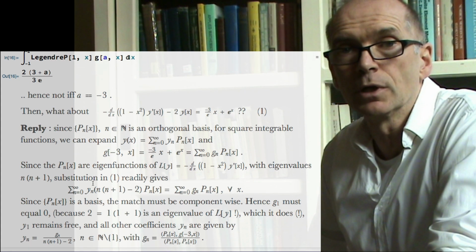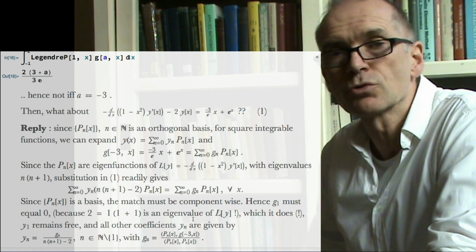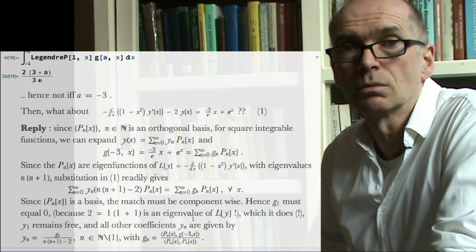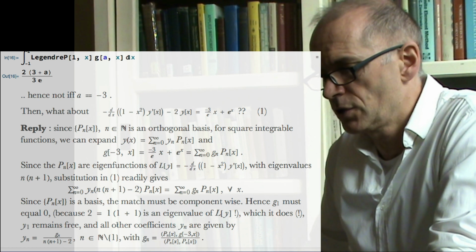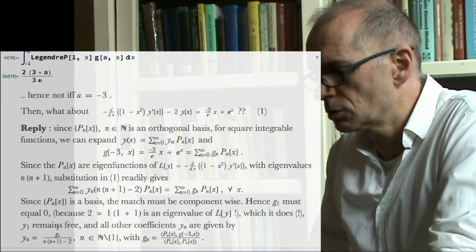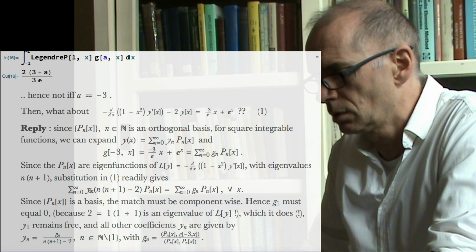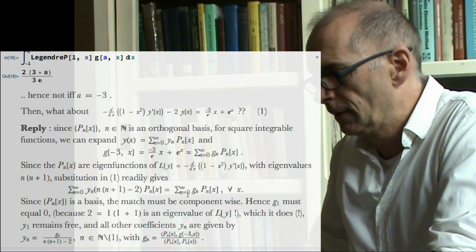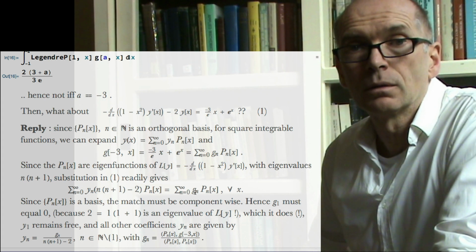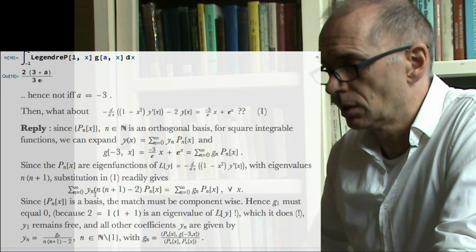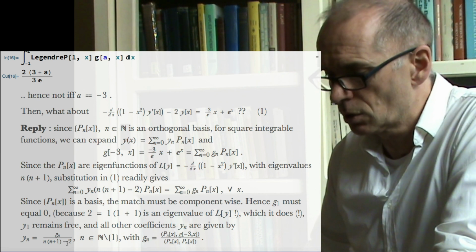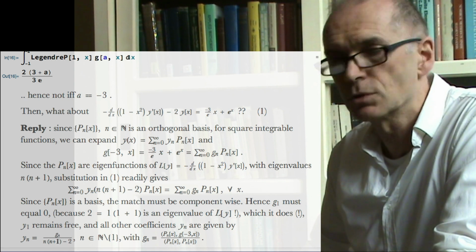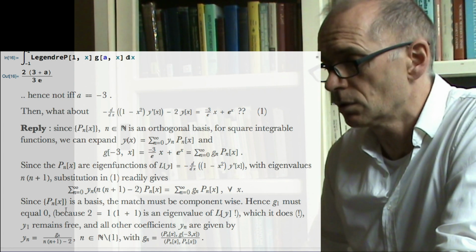The y1 remains free. And it is consistent because the g1 is 0. The y1 is free. And all the other coefficients yn can be calculated just by equating. So you equate 1 by 1 and then the yn follows by dividing the corresponding gn by this factor. So that is this formula here, the result. The yn is gn, the corresponding gn divided by n times n plus 1 minus 2. That is this factor.